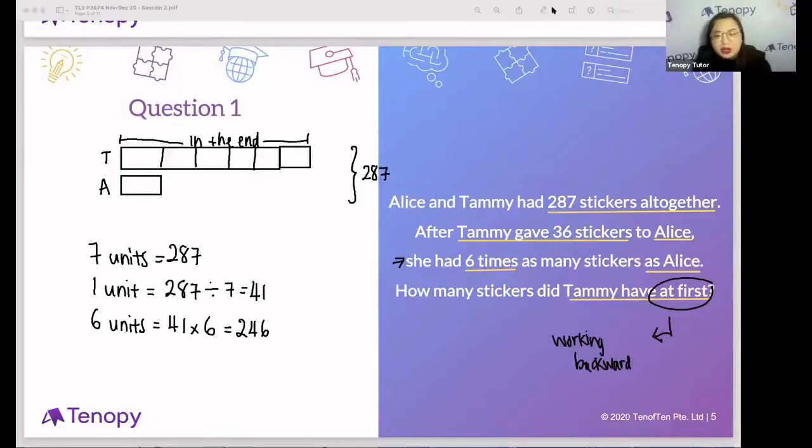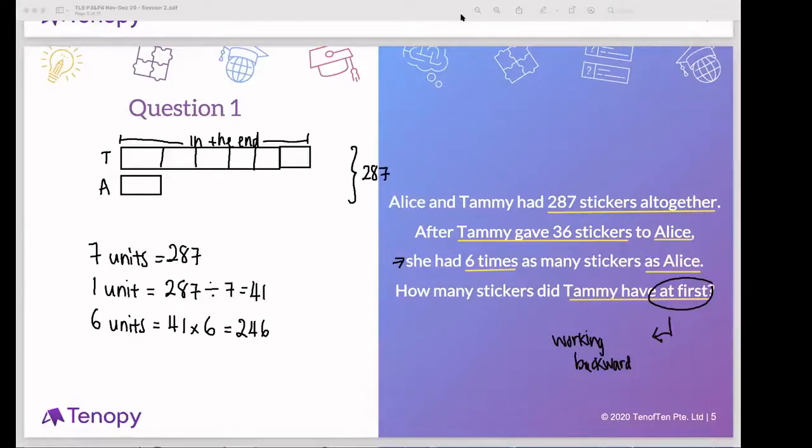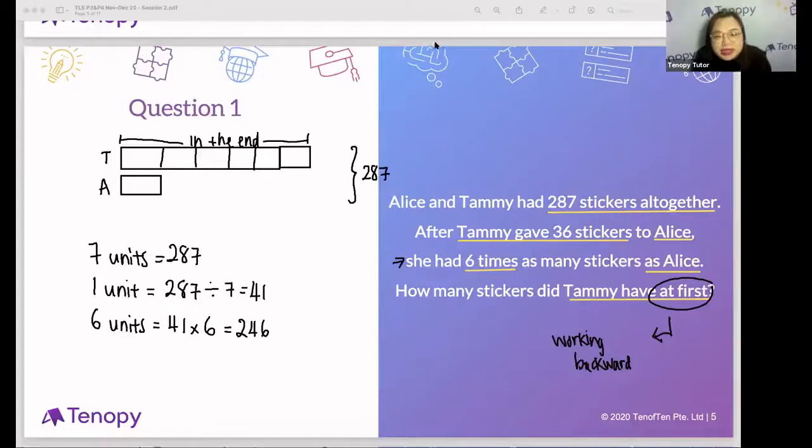Okay, a lot of you tell me to take away 36. It is incorrect. Remember, this 246 is in the end or before? What do you think? 246 add 36. Yes, we have to add 36 because Tammy has 6 units after she gave to Alice. So Tammy should have more because she gave a portion away to Alice. We should plus 36, not take away 36. Understand?